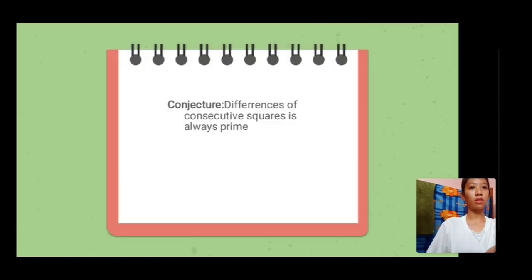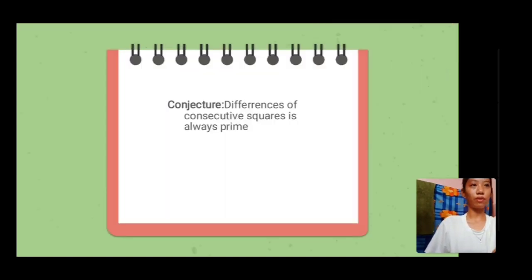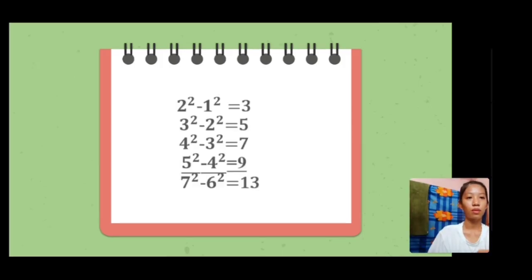So, our conjecture is the difference of consecutive squares is always prime. So that is our conjecture. So let's see if this is true or not. So the next pattern that we form is 5 squared minus 4 squared equals 9.